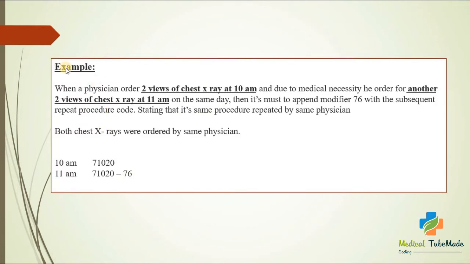Here is one example. A physician orders a 2-view chest x-ray at 10 am, and because of medical necessity orders another 2-view chest x-ray at 11 am. The first x-ray was ordered at 10 am and the second at 11 am, so the same procedure was repeated by the same physician. So we need to use modifier 76 with the second procedure code.